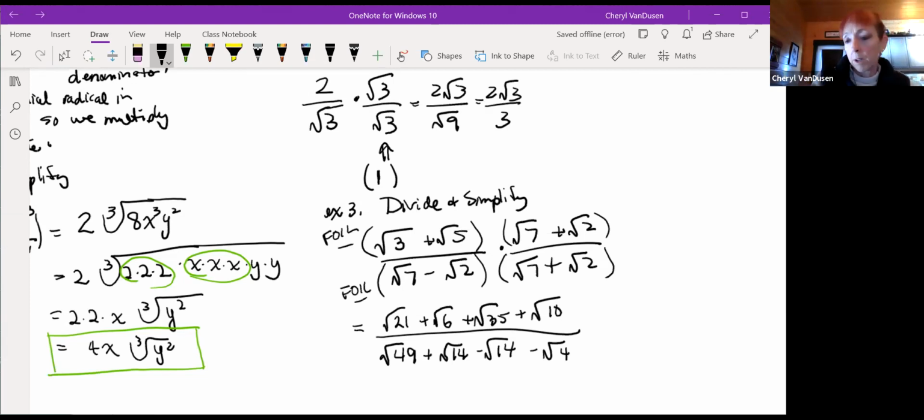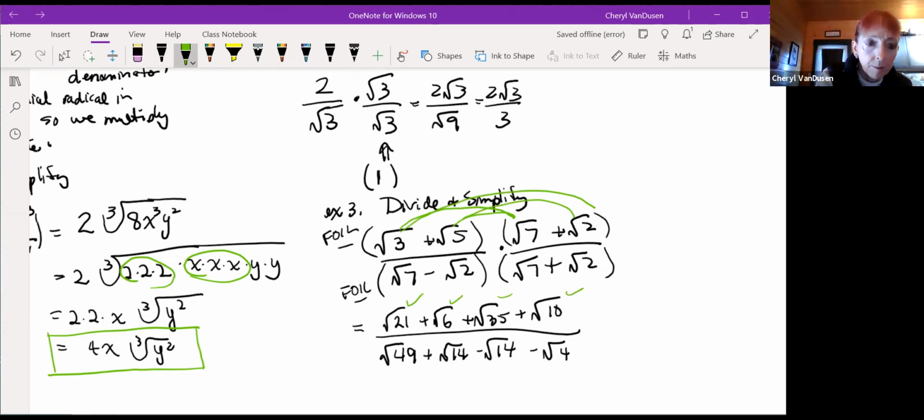So we're just doing FOIL. I get the impression that FOIL's not causing anyone any trouble. So root 3 times root 7 gives you root 21. Root 3 times root 2 gives you root 6. Root 5 times root 7 gives you root 35. And root 5 times root 2 is root 10. And then we just repeat the same thing on the bottom.